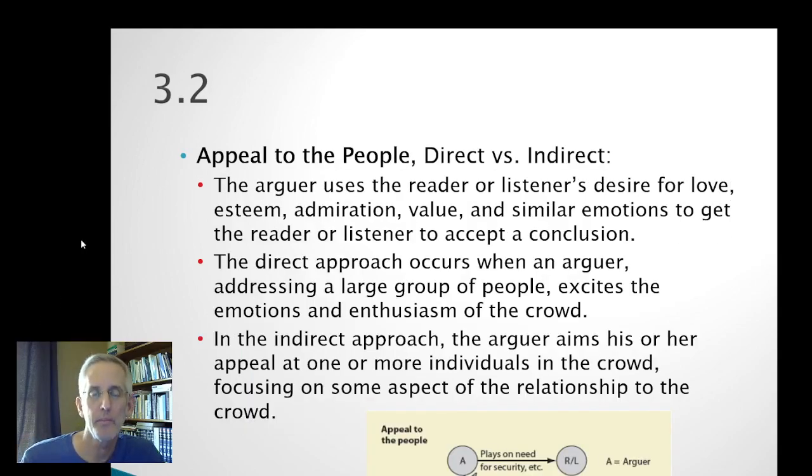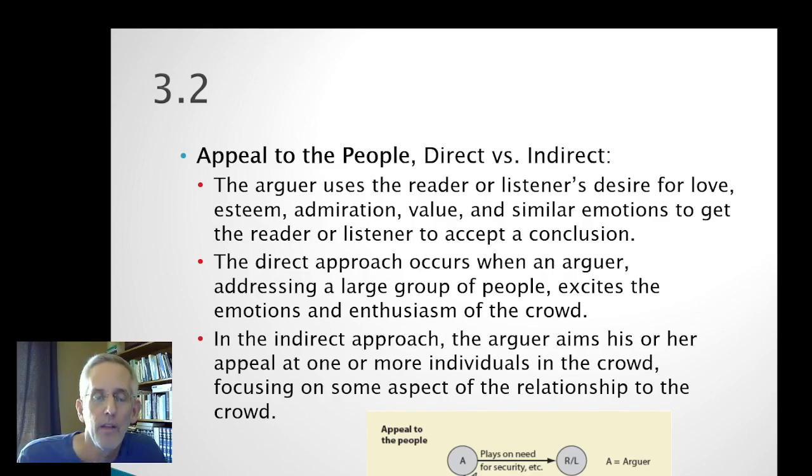And we have appeal to the people, direct versus indirect. So appeal to the people is the overall fallacy, and it has sort of subtypes. And we'll see another fallacy after this one that has some subtypes to it too. So I'd like you to be able to distinguish between the different subtypes. So overall, as I said, the general name for the fallacy is appeal to the people, but we have to go through the direct version versus the indirect version.